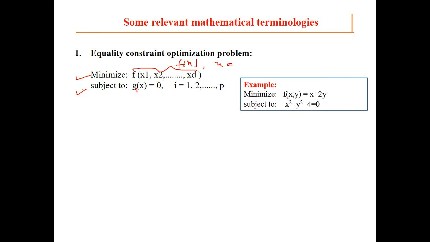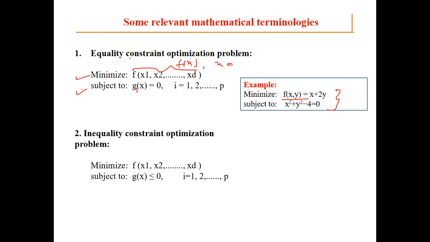For example, maximize a function x plus 2y subject to x square plus y square minus 4 is equal to 0. Later we shall try to solve this. As of now, just look at the example. Here the constraints are equalities, the symbol is equal to.